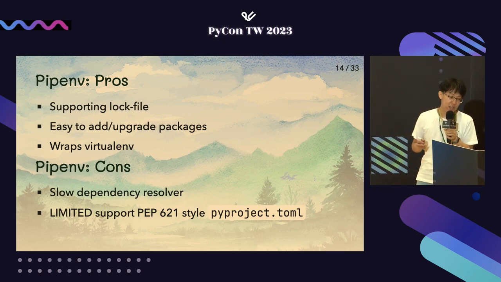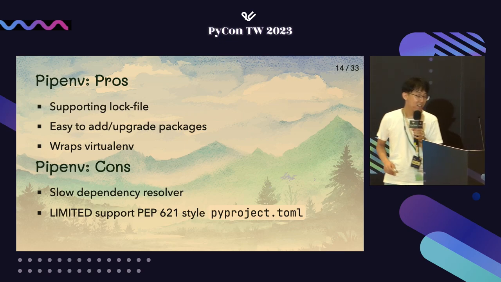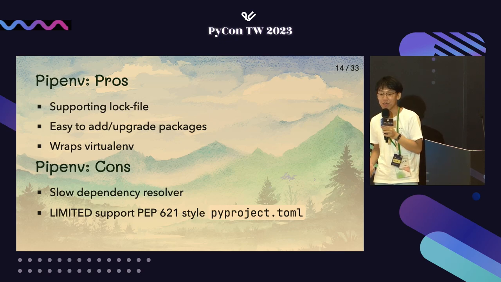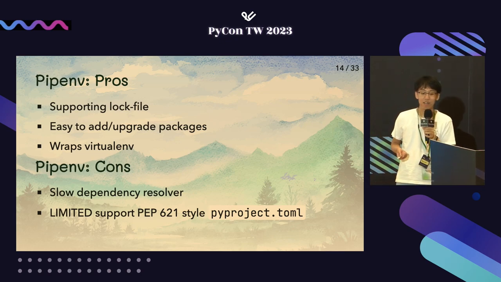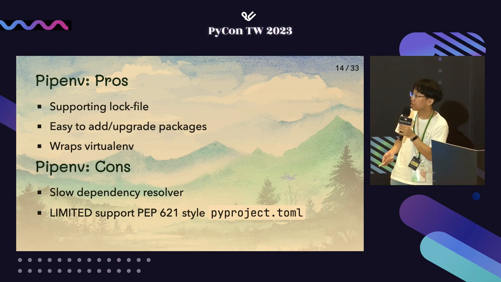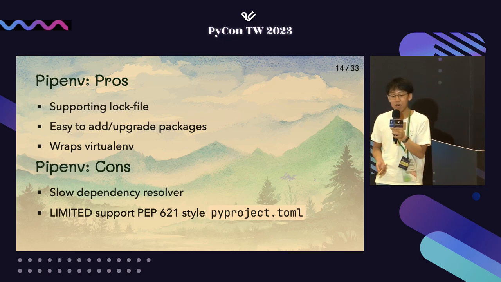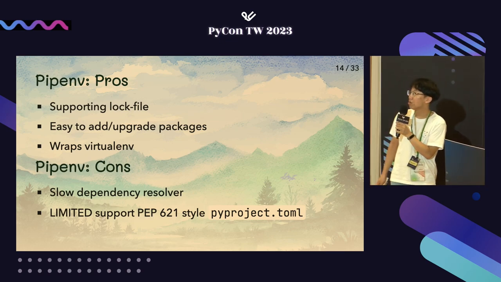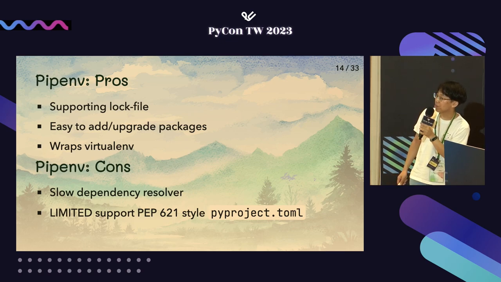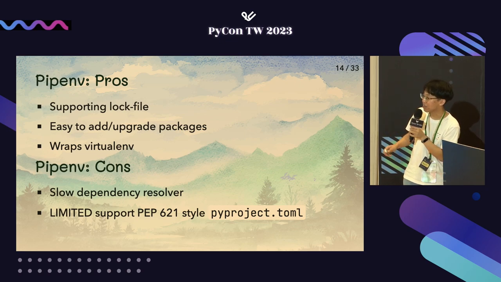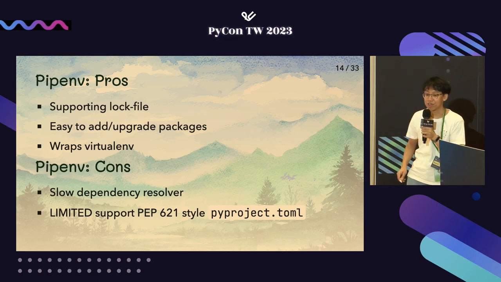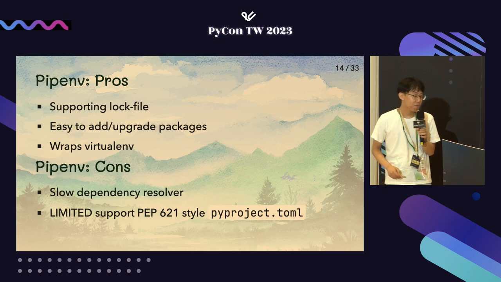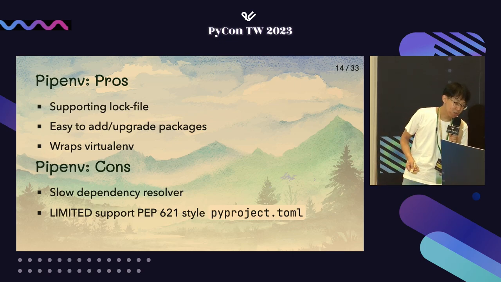Two negative points: the slow dependency resolver, and limited support for PEP 621 style pyproject.toml. Because it's old, it existed before this PEP was accepted, so no problem.